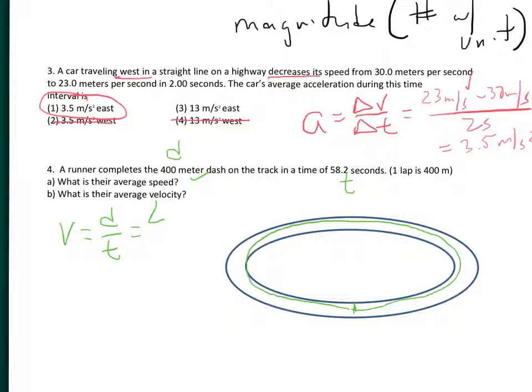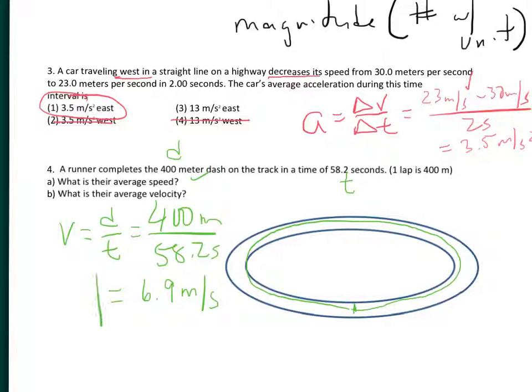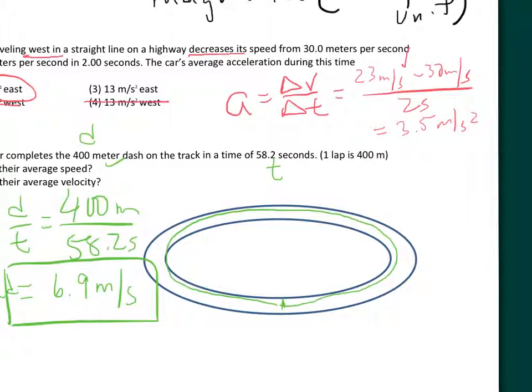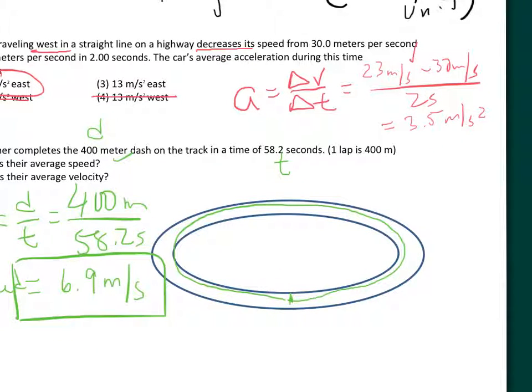So you're going to put in 400 meters for the distance, 58.2 seconds for the time, and you're going to get 6.9 meters per second. That's going to be your speed. The second part, the velocity, is going to be 0 because your displacement was 0, because you're back to where you started.